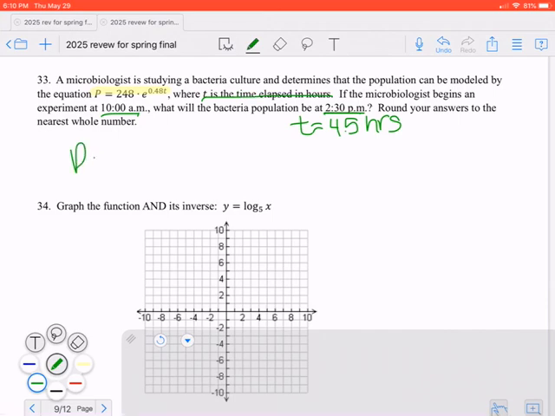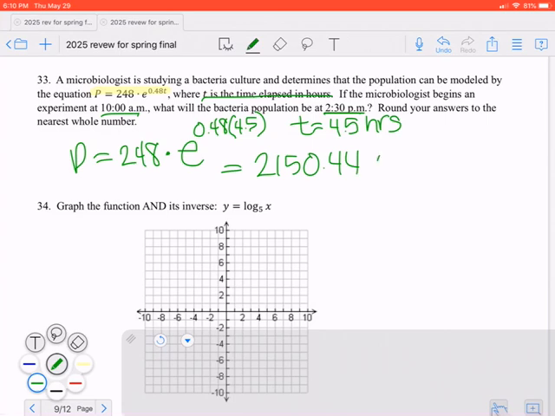So P is equal to 248 times e to the power of 0.48 times 4.5. And this is 2150.44. And rounding that to the nearest whole number, 2150.